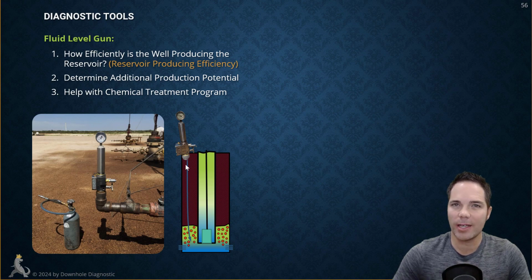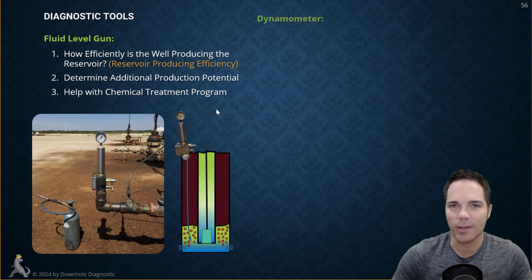If you're having issues with chemical treatments, you should look to see what it looks like down there on the backside if you're introducing chemical from surface, because for some reason it's not getting down and around, or it's not doing an effective job. But it's helpful with the chemical treatment program.